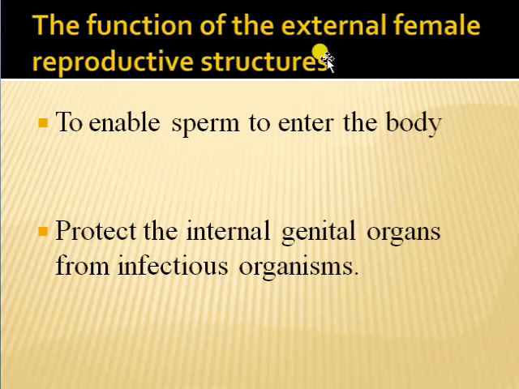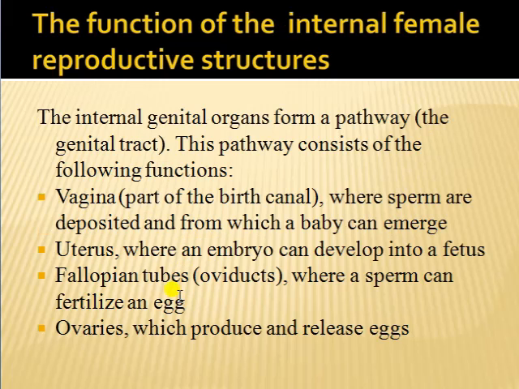The function of the external female reproductive system is mainly to enable sperm to enter the body, and to protect the internal genital organs from infectious organisms. So the external organs of the female reproductive system protect the internal organs.